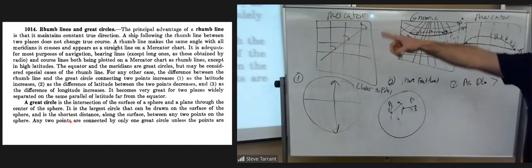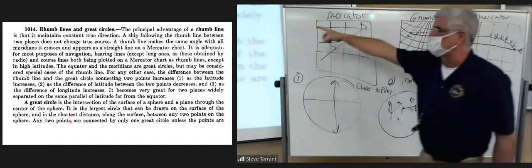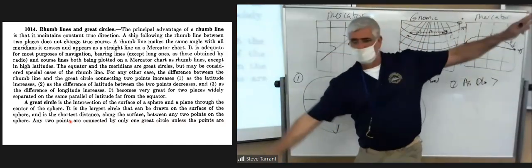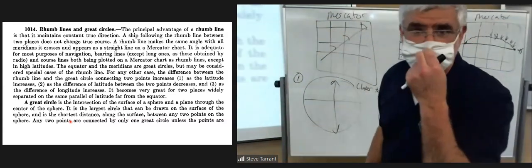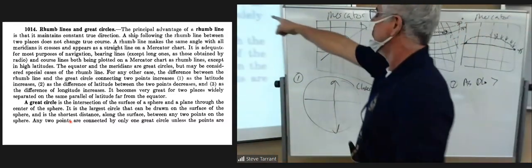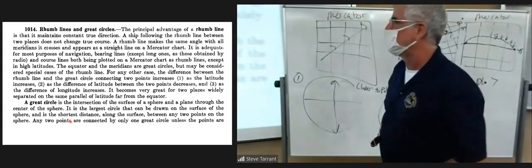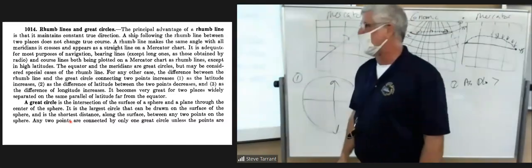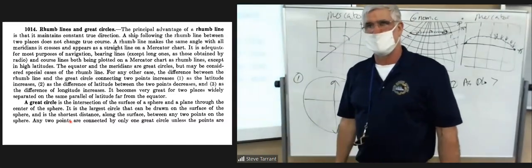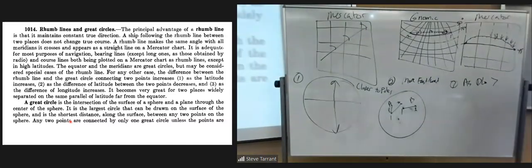Okay. It becomes very great for two places widely separated. For those of you on the camera, the globe just fell on the floor. It becomes very great for 2 places widely separated on the same latitude, far from the equator. Okay? So that is going to be sitting right there in the book when you're taking your Coast Guard exam. I hope you remember this page.